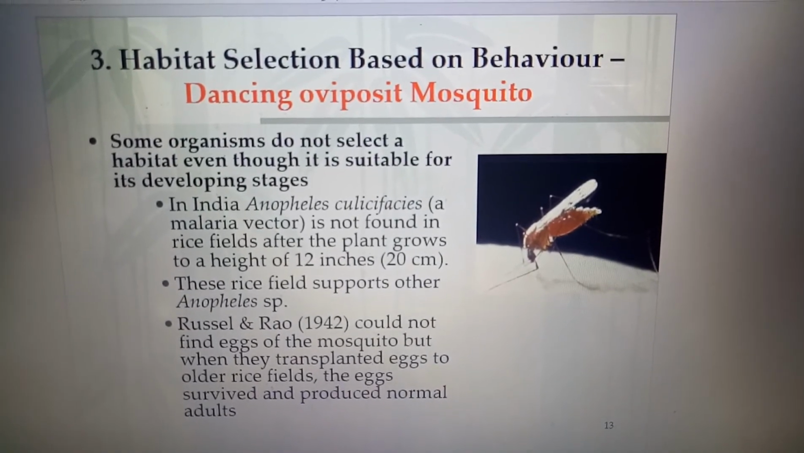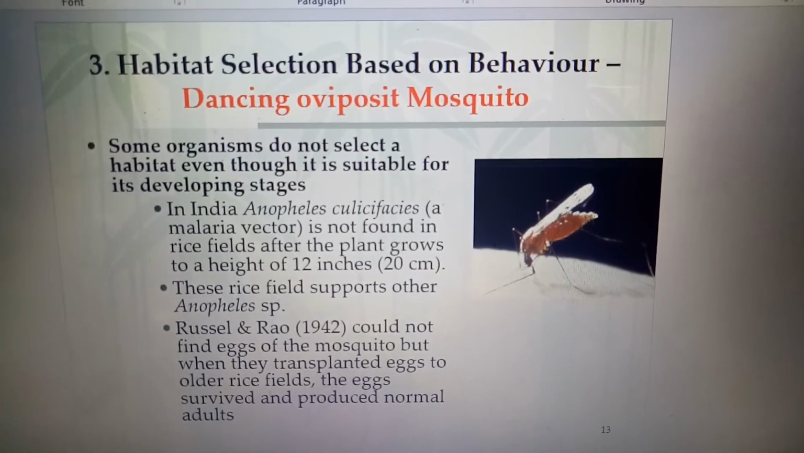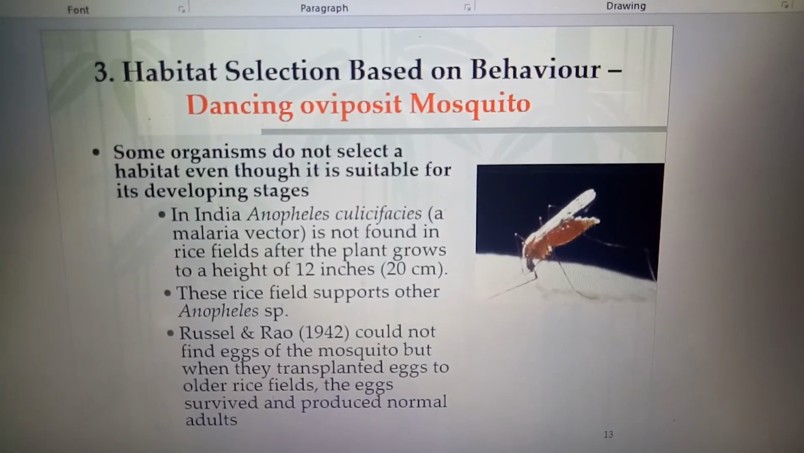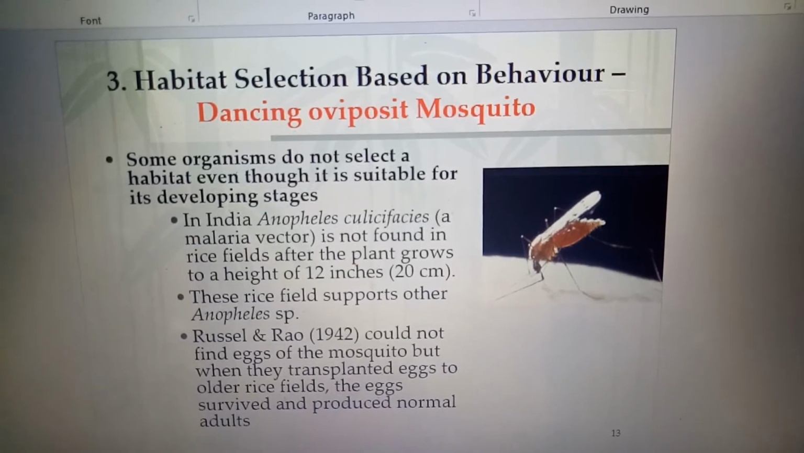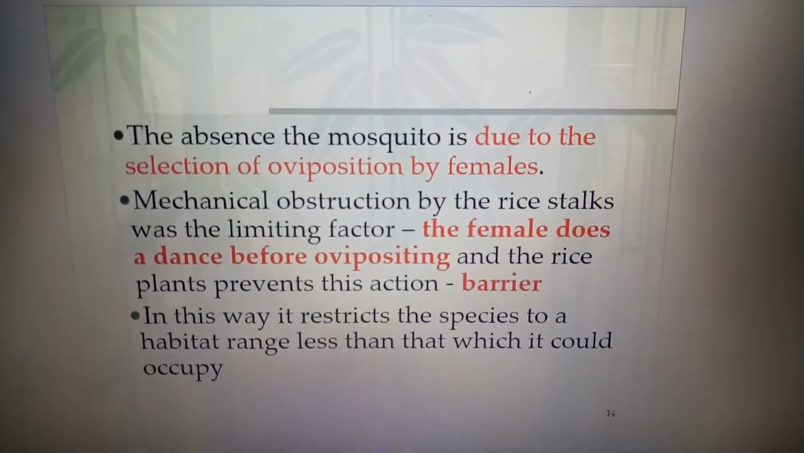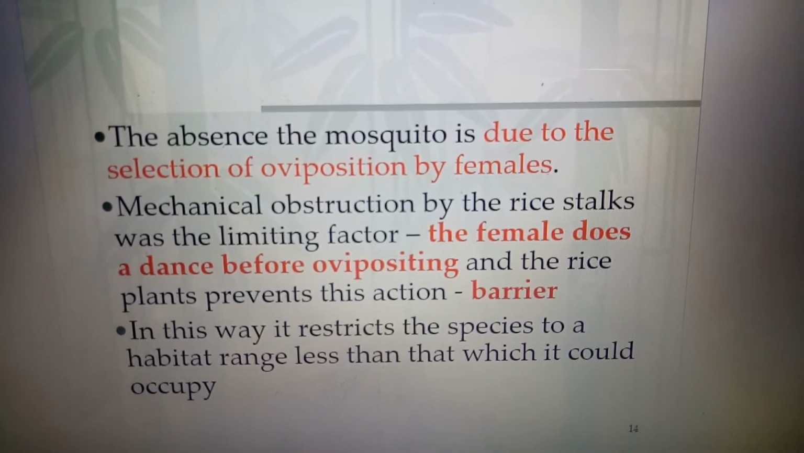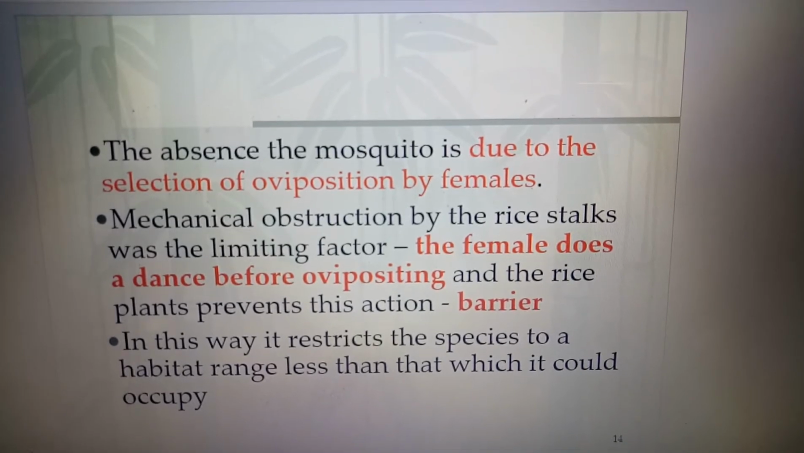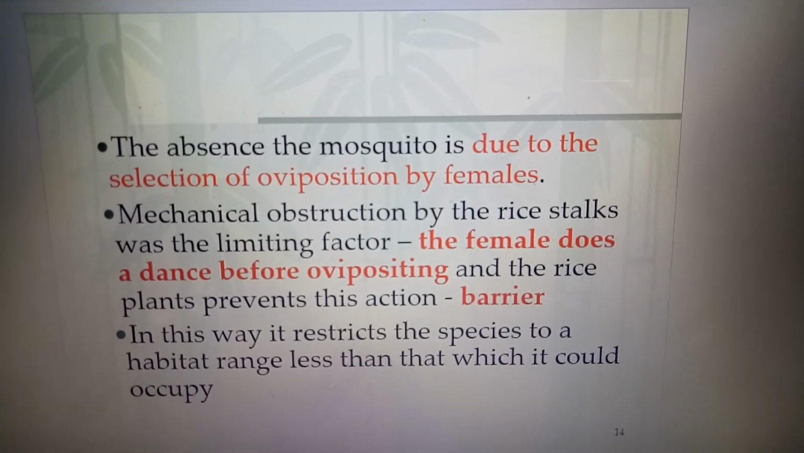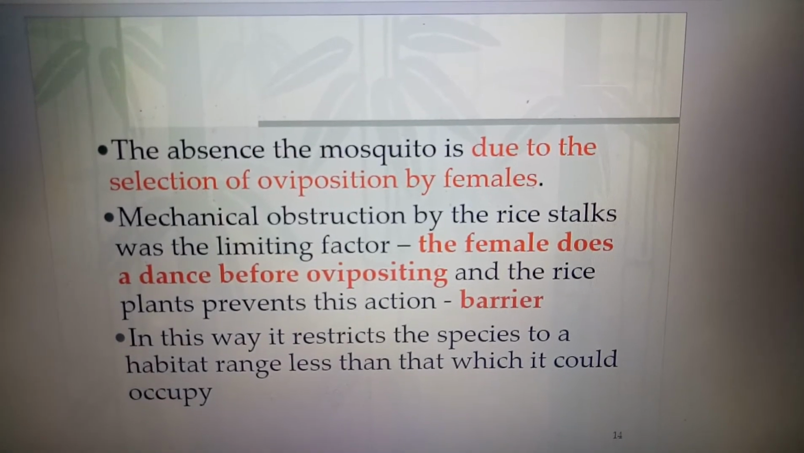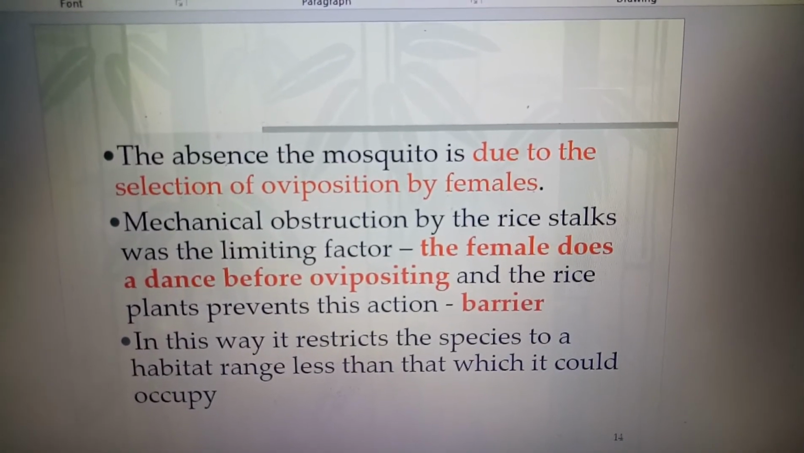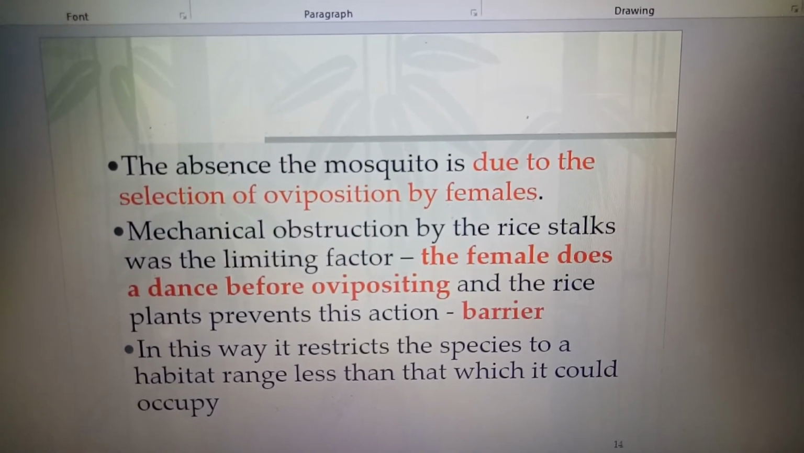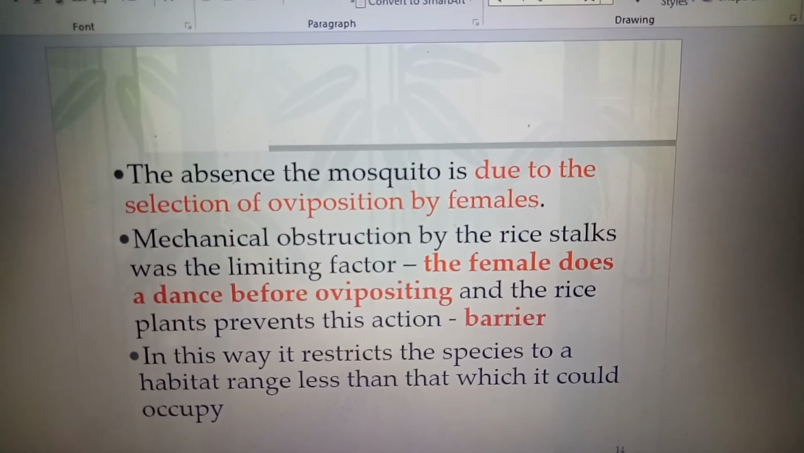Okay, so Russell and Rowe in 1942 could not find eggs of the mosquito, but when they transplanted eggs to older rice fields, the eggs survived and produced normal adults. So the absence of the mosquito is due to the selection of oviposition by females. Mechanical obstruction by the rice stalks was the limiting factor, because the female does a dance before ovipositing, and the rice plants prevent this action. So this is a barrier. Okay, in this way it restricts the species to a habitat range less than that which it could occupy.